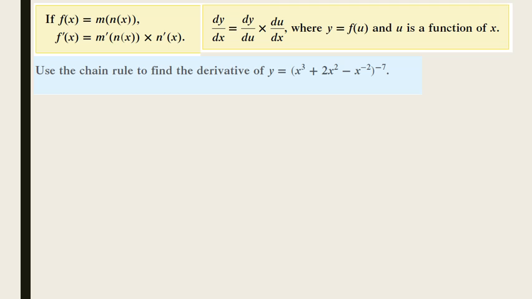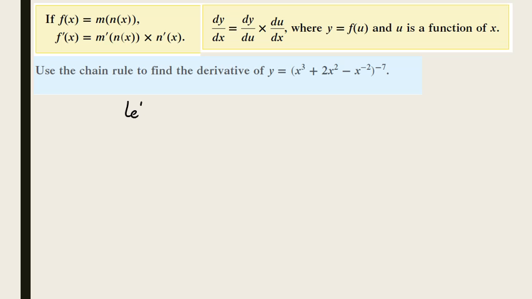Now, if that doesn't make a lot of sense to you, what a lot of people will do is they do it as a substitution, where they say u is a function of x, so whatever's inside, and then you take the derivative of the whole thing. So use the chain rule to find the derivative of all of that. Now, I'm going to use the second one because that's the easiest one to work with.